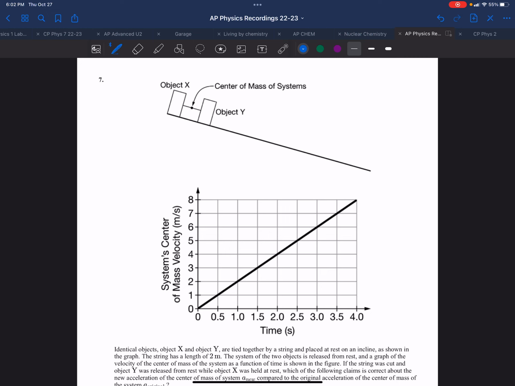So in 7, we have a picture, and it looks like there's object X and object Y. It looks like they're tied by a string, and this says it's the center of mass. So if that's the case, then these must be identical objects. So what we would know then, if this thing is on an inclined plane and released, the whole thing would accelerate. The center of mass would accelerate according to whatever the acceleration would be on that inclined plane. We can replace this whole system with just one body represented by that blue dot.